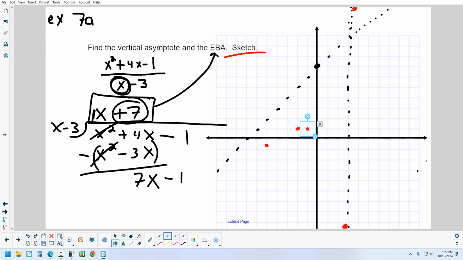They're asymptotes. Asymptotes are like boundaries that are going to control where the graph can go. So we're graphing x squared plus 4x minus 1, divided by x minus 3. We're graphing this whole thing. And the first step to doing that is to graph the asymptotes.